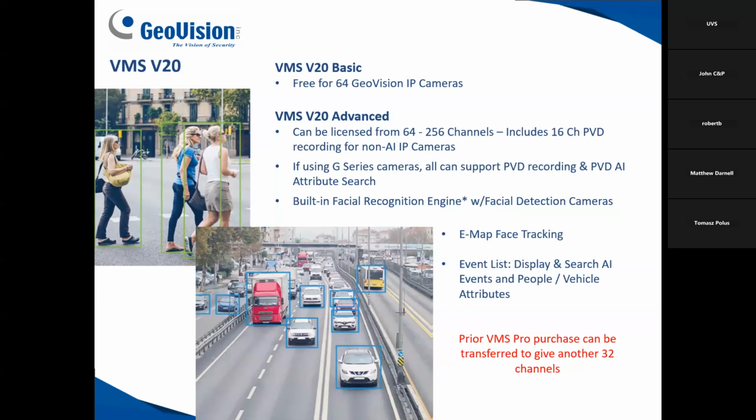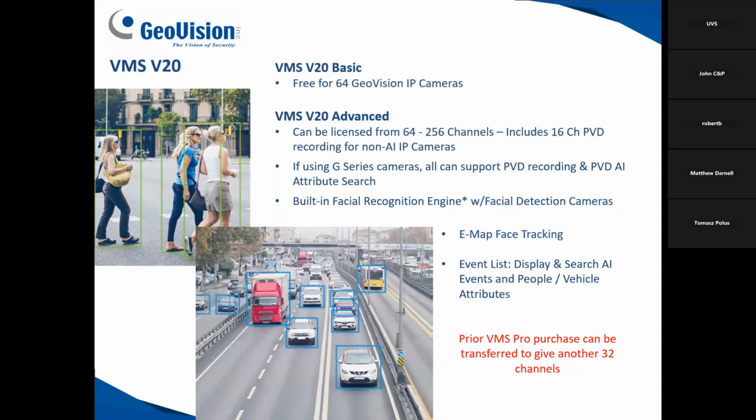You will also have the ability to purchase what we call VMS V20 Advanced. This is a license that is a one-time fee. It can be purchased in increments of 32 channels. The first license would start you out at 64 channels. That gives you 16 channels of people and vehicle-based detection recording for any non-analytics cameras. So no matter what camera you would connect to the VMS V20 Advanced, you would have the ability to record solely on people and vehicle detection events, not just regular motion.